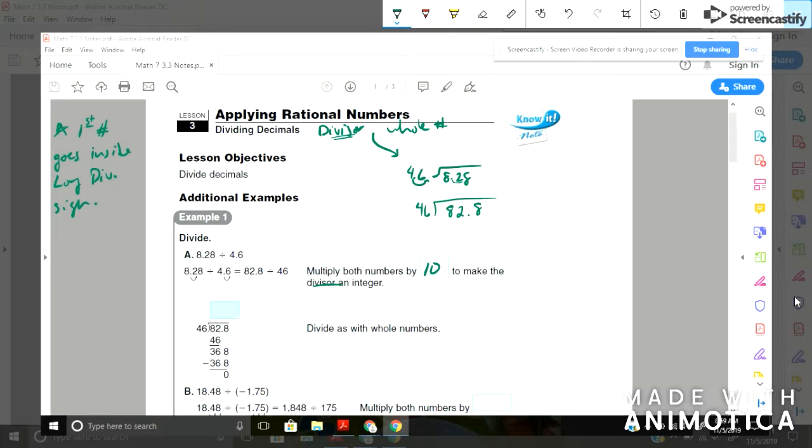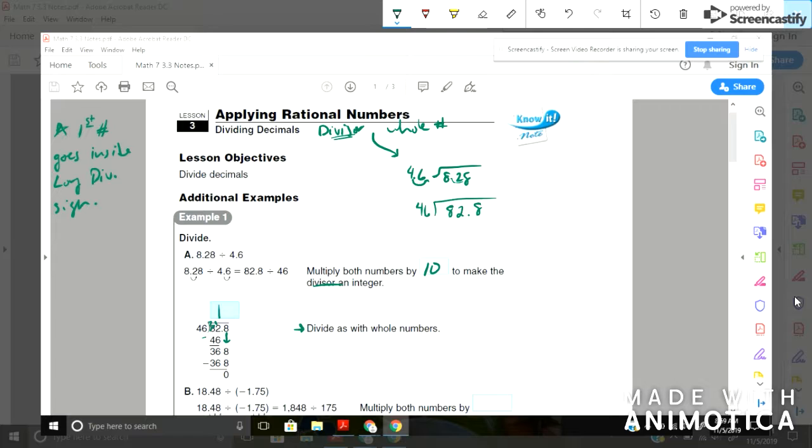Okay, then after you've done that, you just divide as you would with whole numbers. Well, 46 goes into 82. Well, if I were to round this to 45, I know 45 times 2 would be 90. That's too much, so it just goes in there one time. And 1 times 46 is 46. Okay, I need to subtract those. 2 minus 6 I can't do, borrow, that becomes a 7, this becomes a 12. 12 minus 6 is 6, and 7 minus 4 is 3. And then bring down my 8.